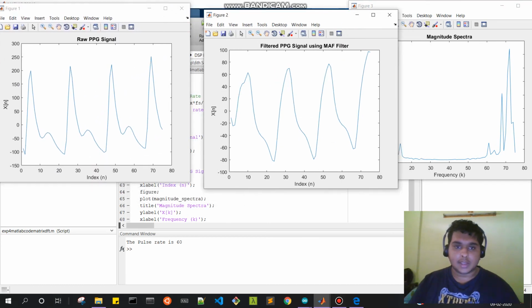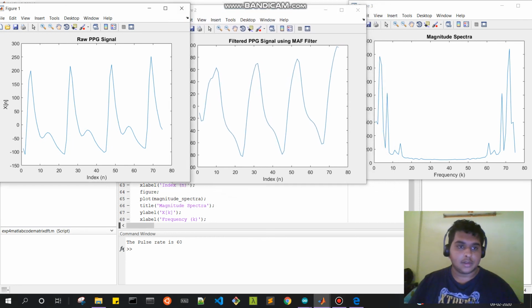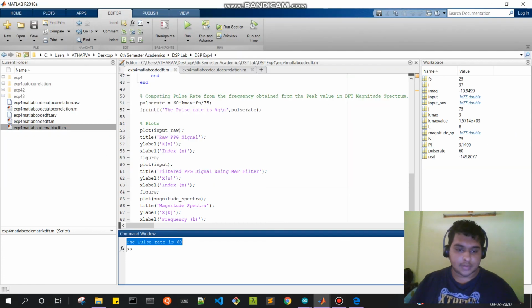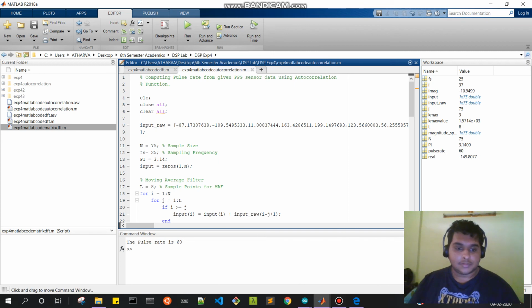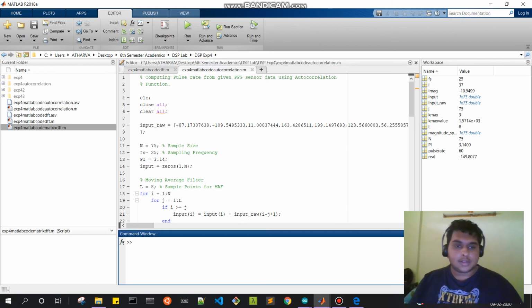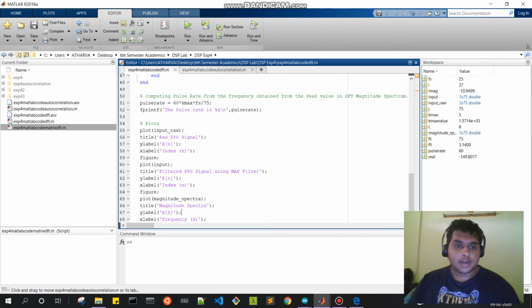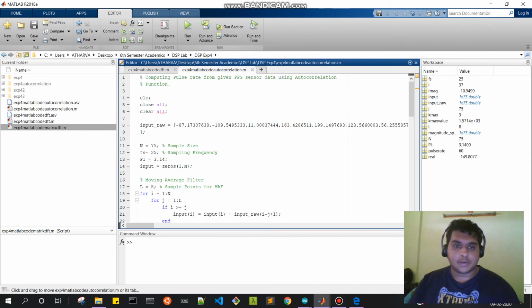Here we can see that this graph is the raw PPG signal. The second graph denotes the filtered PPG signal that we have got using the MA filter, and the third graph is the magnitude spectra, and the pulse rate that we obtained in this case is again 60. Now let's run the code for autocorrelation and relate it with the values that we got in the DFT code.